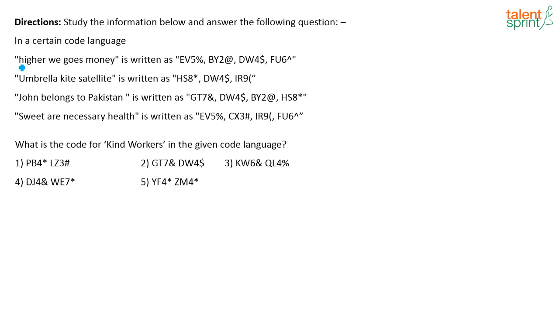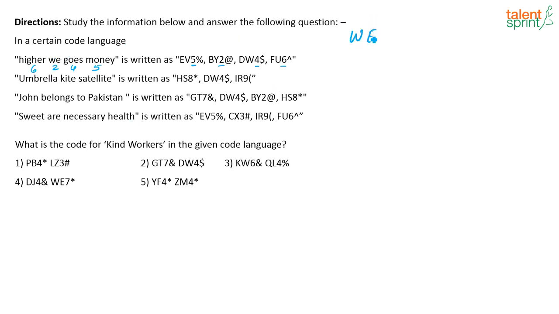You have "higher" here. How many letters are there in this word? 1, 2, 3, 4, 5, 6. Two letters in "we", four letters in "goes", and so on. If you see here, you have 5, 2, 4 and 6. All these are there, correct? So basically, the numbers are representing the number of letters in a given word.